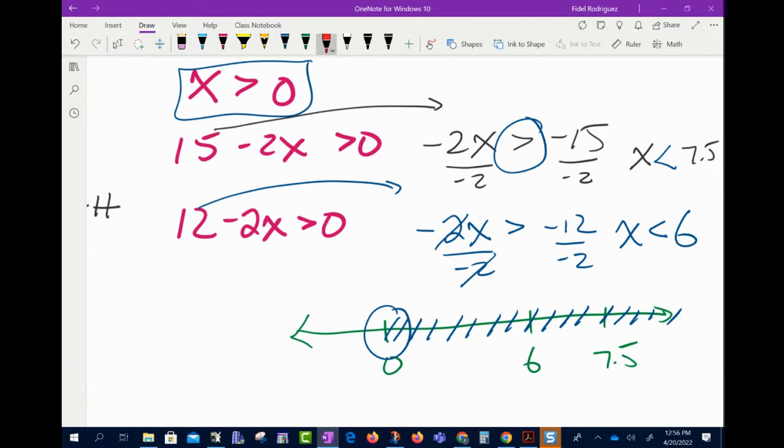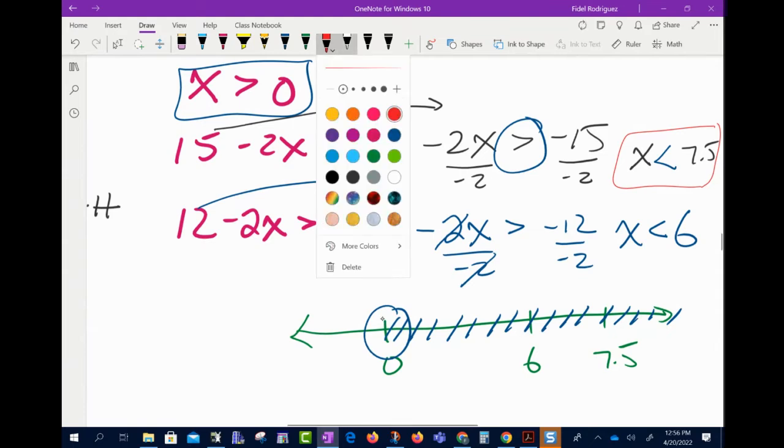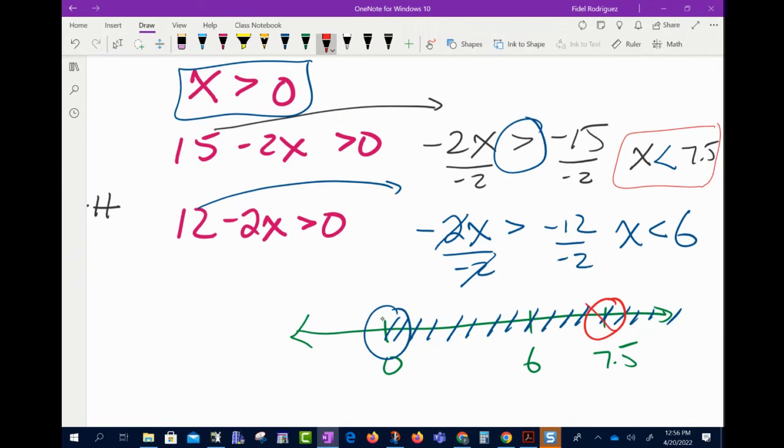When we're going to look at, say, x is smaller than 7.5, I'm going to put a circle right here, and I'm going to look at everything to the left of that, all the way down. And then I'm going to do this one last time, y'all. When x is smaller than 6, I'm going to put a circle right here, and I'm going to do everything smaller than 6.